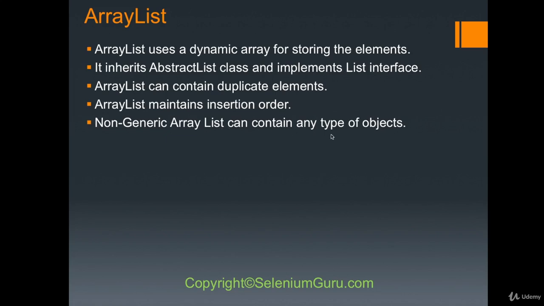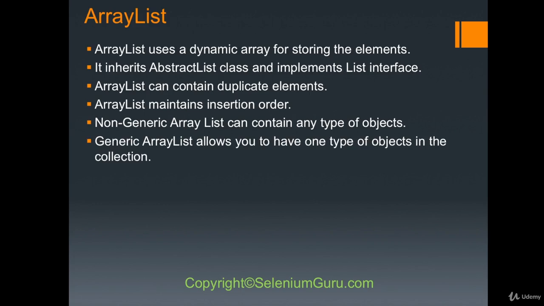A non-generic ArrayList can contain any type of object. So you have two types of ArrayList. You have a non-generic one, which means it can contain any object: string, integer, double, boolean, and so on. With a generic ArrayList, you can actually constrain it. You can force the user to only have objects with certain data types. So let's say you create a generic ArrayList of string. That means you can only have string values inside that ArrayList.